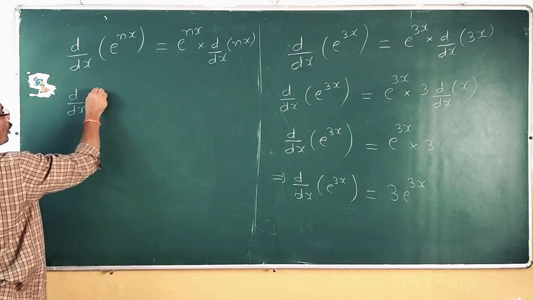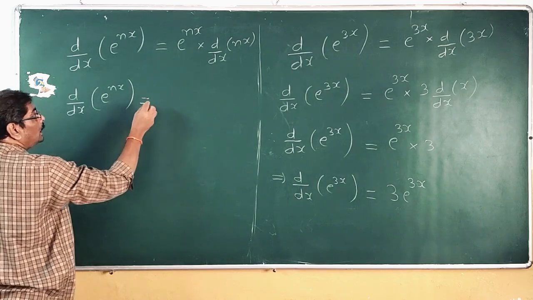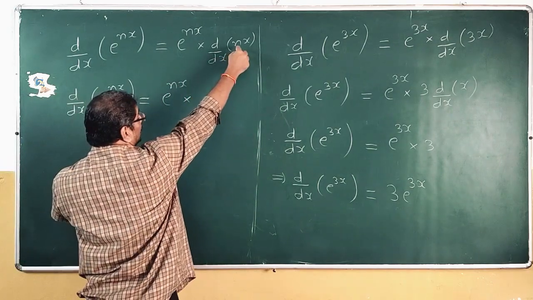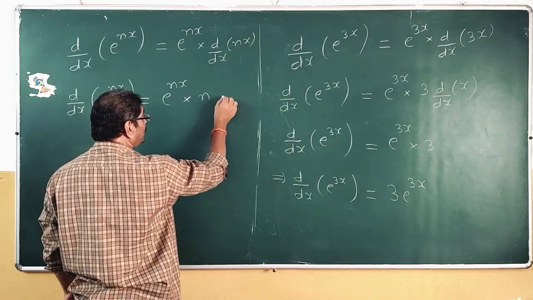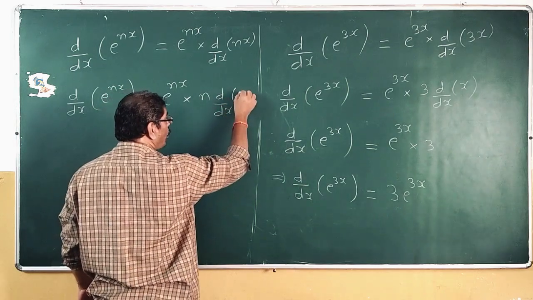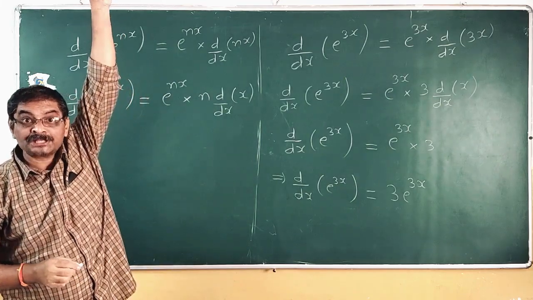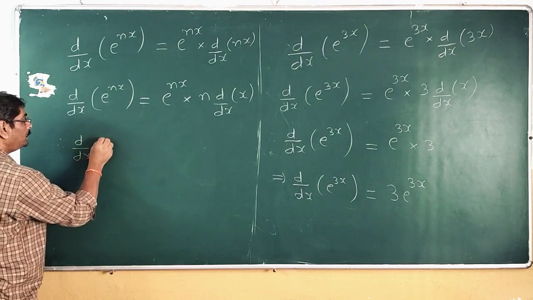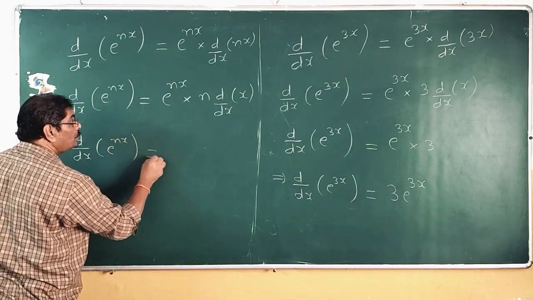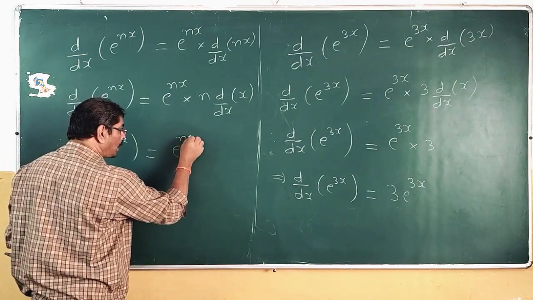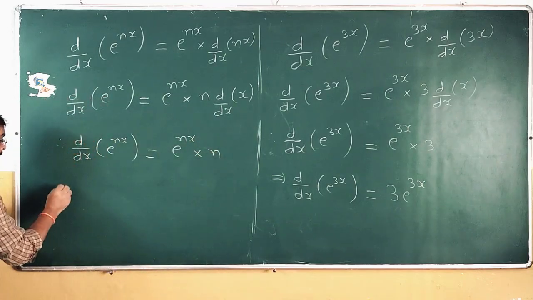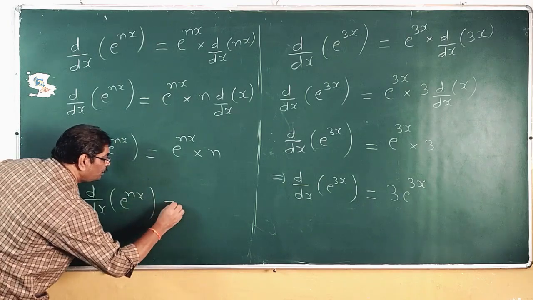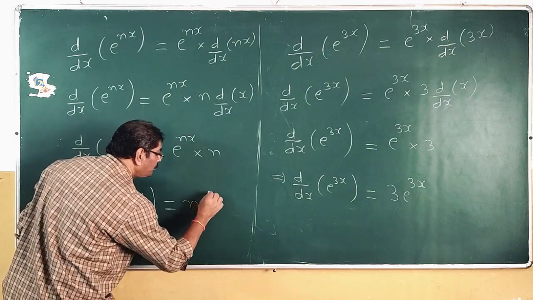So d/dx of e^(nx) will be numerically equal to e^(nx) multiplied by d/dx of nx. Now n is a constant, so I can take n outside, and d/dx of x is numerically equal to 1. That's the reason why d/dx of e^(nx) is equal to n e^(nx).